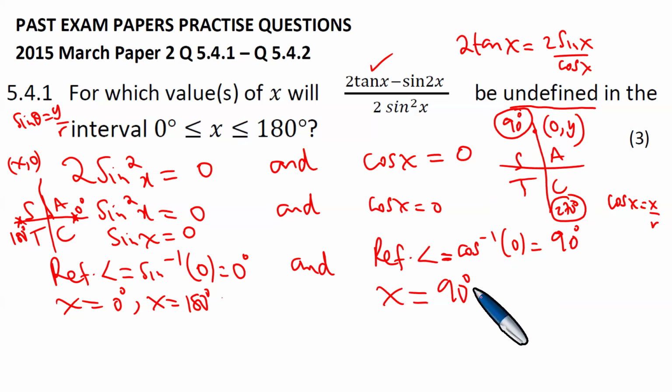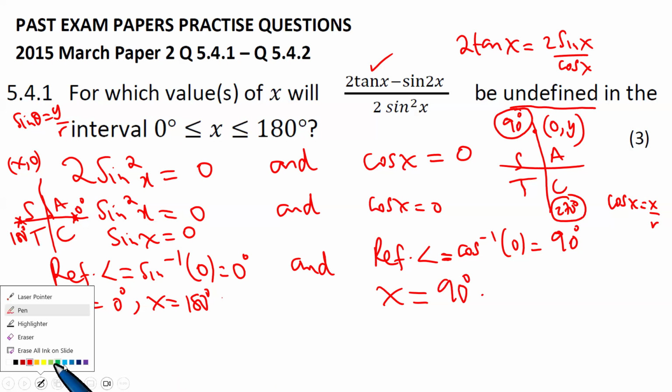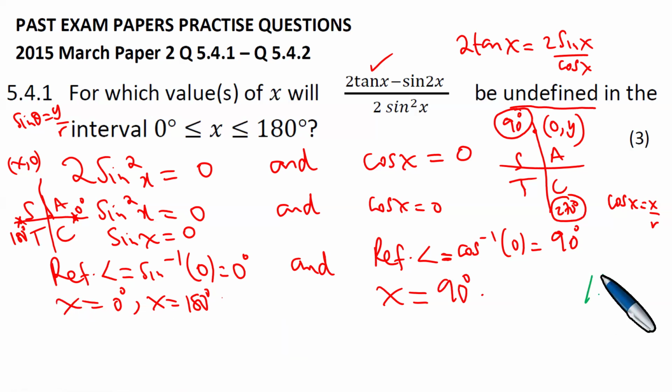And therefore, as a consequence, we have the following. So we have x equals 90 degrees, and x equals exactly those.